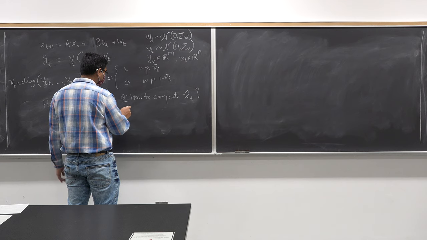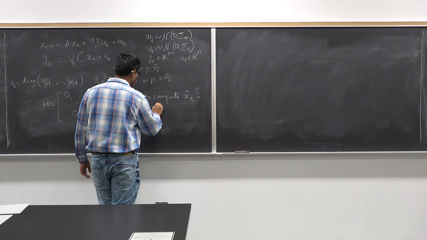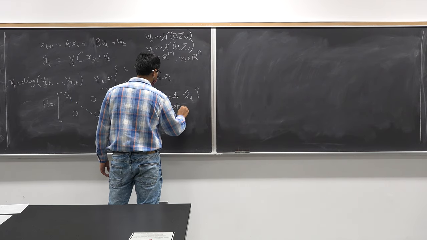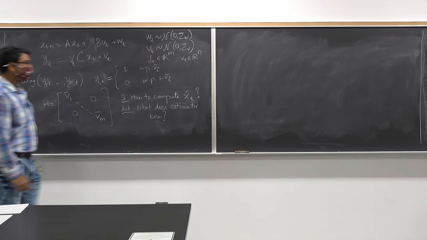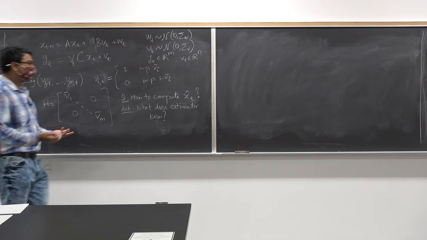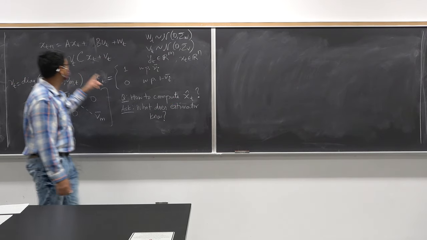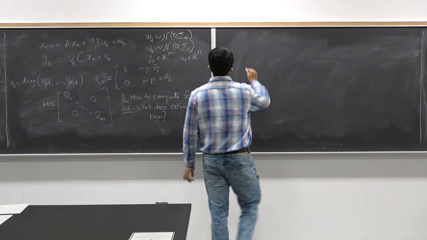So a natural question to ask is, what does the estimator know? I want to compute x hat t. It's quite natural to say that x hat t should be the expected value of x_t given all the information that the estimator has. But then the question is, what does the estimator know in this particular situation? So here is what the estimator knows.